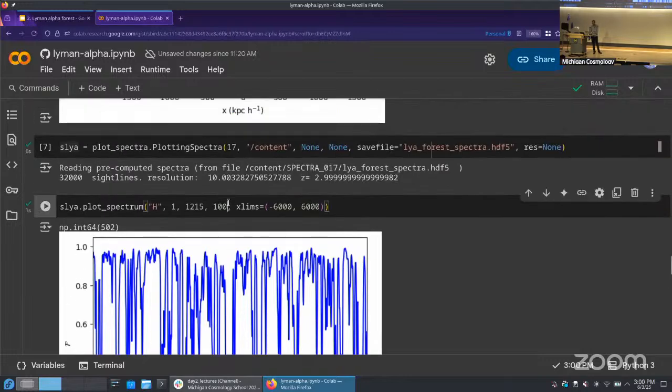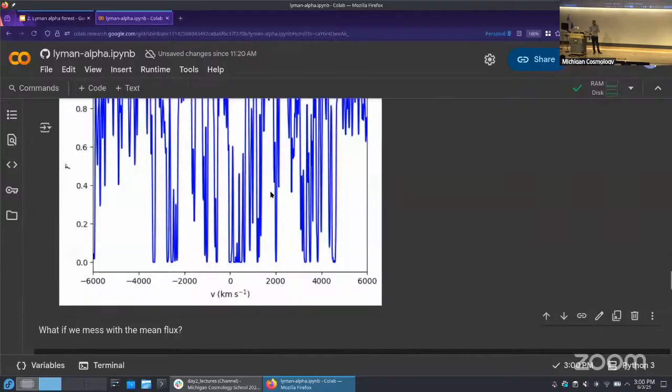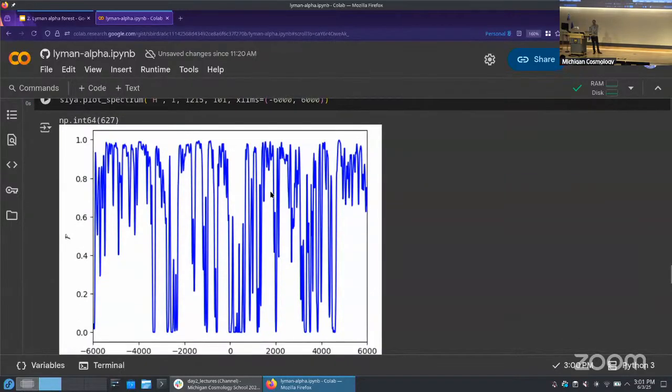I can also plot a different sight line, which will be at a different position, and it looks different, right? But again, the lines are separated at some characteristic scale, which makes you think that the power spectrum is the right thing to look at.